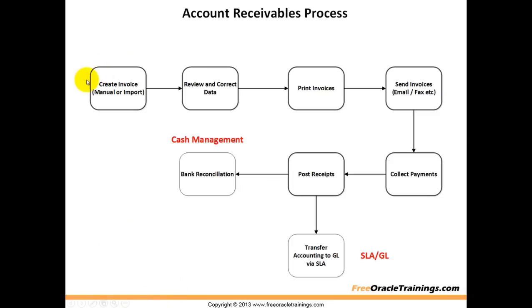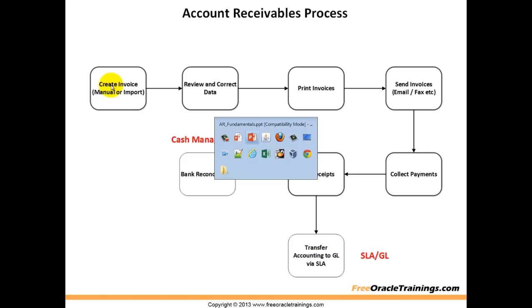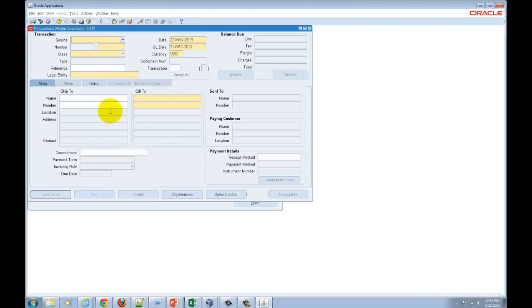Alright, so that's where you basically go and enter your invoices manually, but in case you have imported them from external sources, then you can see that invoice right here on this form. Okay, and now this is the invoice header, so you enter your invoice source. What's my invoice source? It could be manual, or if you have imported it from external systems, the source will get defaulted automatically.